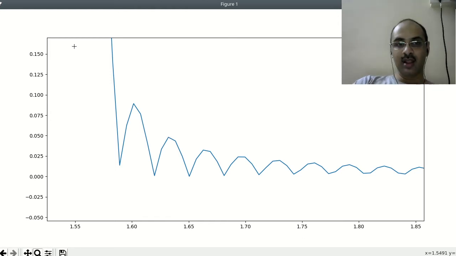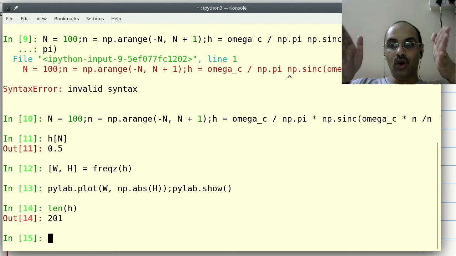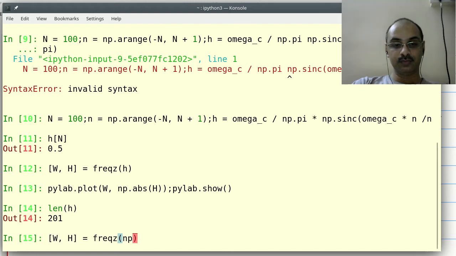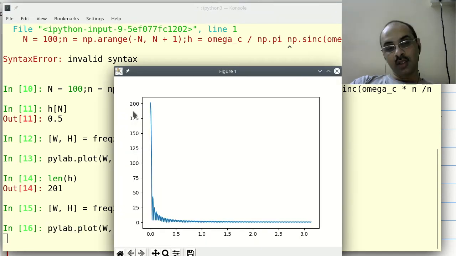Now to understand this, we can always just look at the property of this window. So what is this so-called window that we're talking about? The window is actually the ones, it's 201 length ones, because if you look at our H, it's length 201. So we windowed the ideal low pass filter in a symmetric way between minus M and M. Let's look at the property of the window.